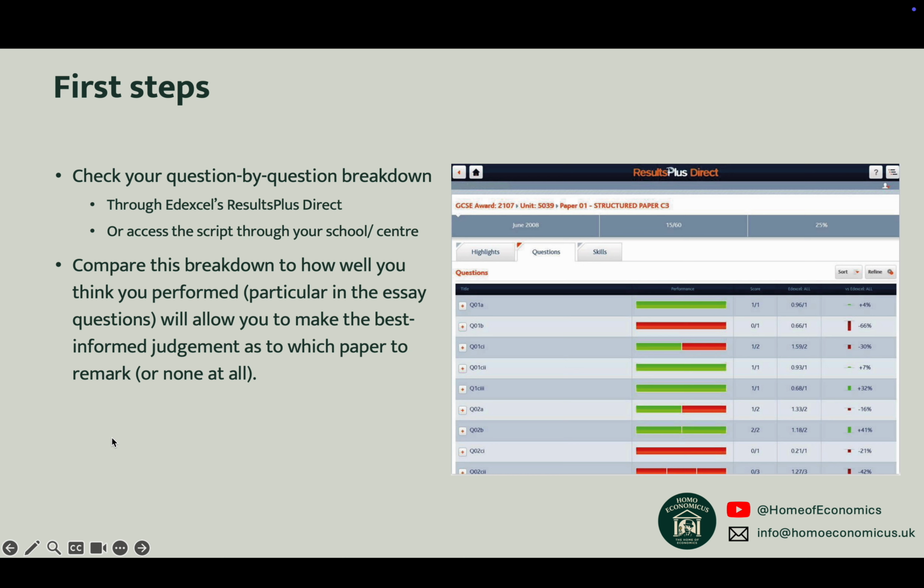And what that allows you to do is to decide, right, should I send in paper 1 for a remark, paper 2 for a remark, or paper 3 for a remark, right? Because as you know, remarks are expensive, and so you've got to be a little bit strategic in deciding which paper to go for first.